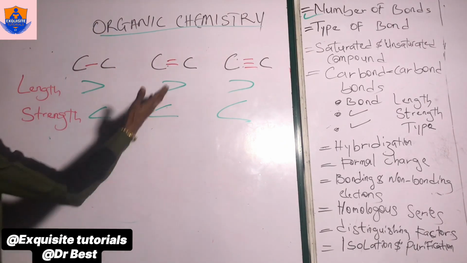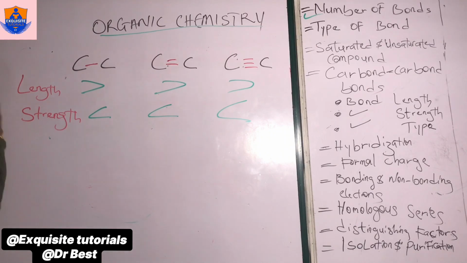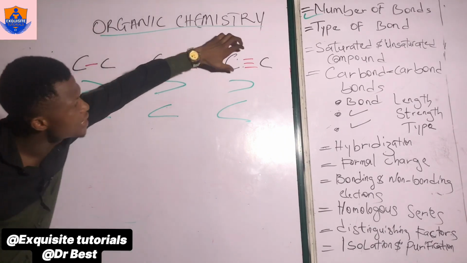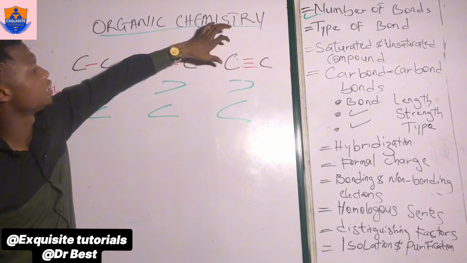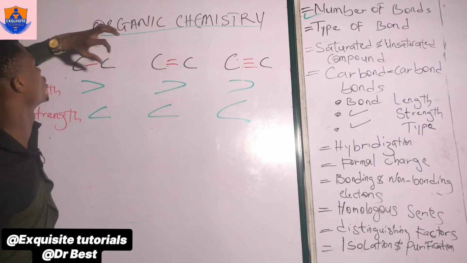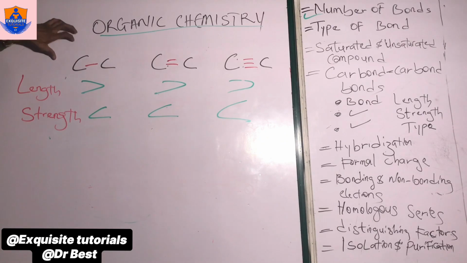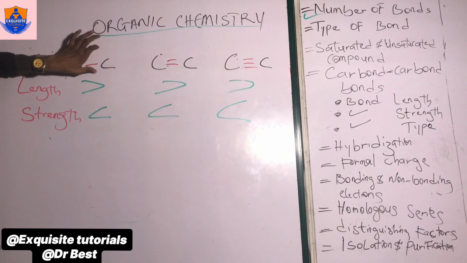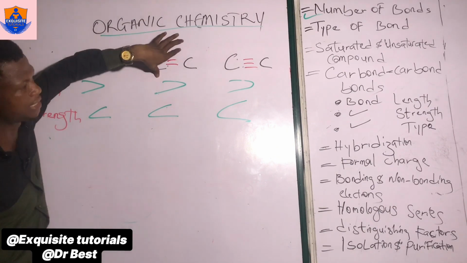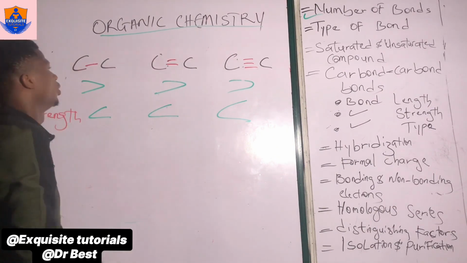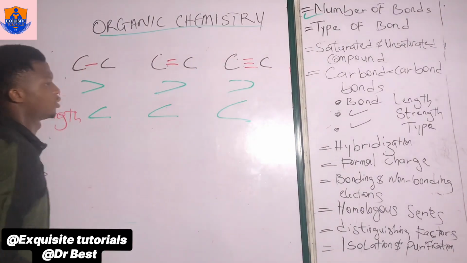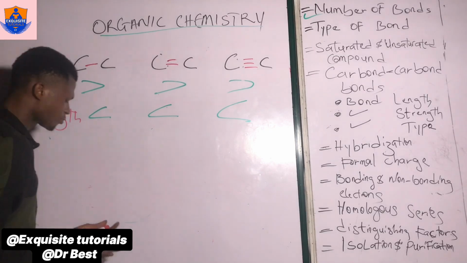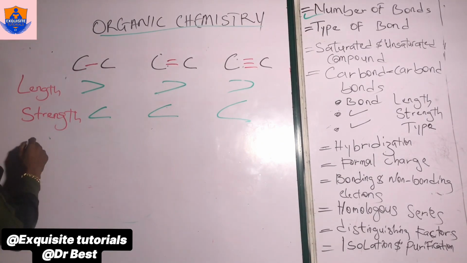So, with your common sense, you should know that this is more stable. A compound that has triple bond is more stable than this, is more stable than this. So this can easily be broken than this, which means this bond can easily go into reaction than this. So when it comes to strength, triple bond is the strongest. Now let's talk about bond type.